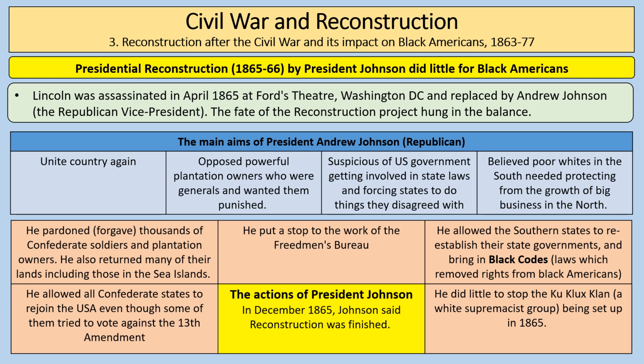So he pardoned, forgave thousands of Confederate soldiers and plantation owners. He also returned many of their lands, including those in the Sea Islands in South Carolina. He put a stop to the work of the Freedmen's Bureau, which Lincoln had helped support. He allowed southern states to re-establish their state governments and bring in black codes, which were laws which removed rights from Black Americans. He allowed all Confederate states to rejoin the USA, even though some of them tried to vote against the 13th Amendment. And he did little to stop the Ku Klux Klan, a white supremacist group, from being set up in 1865.